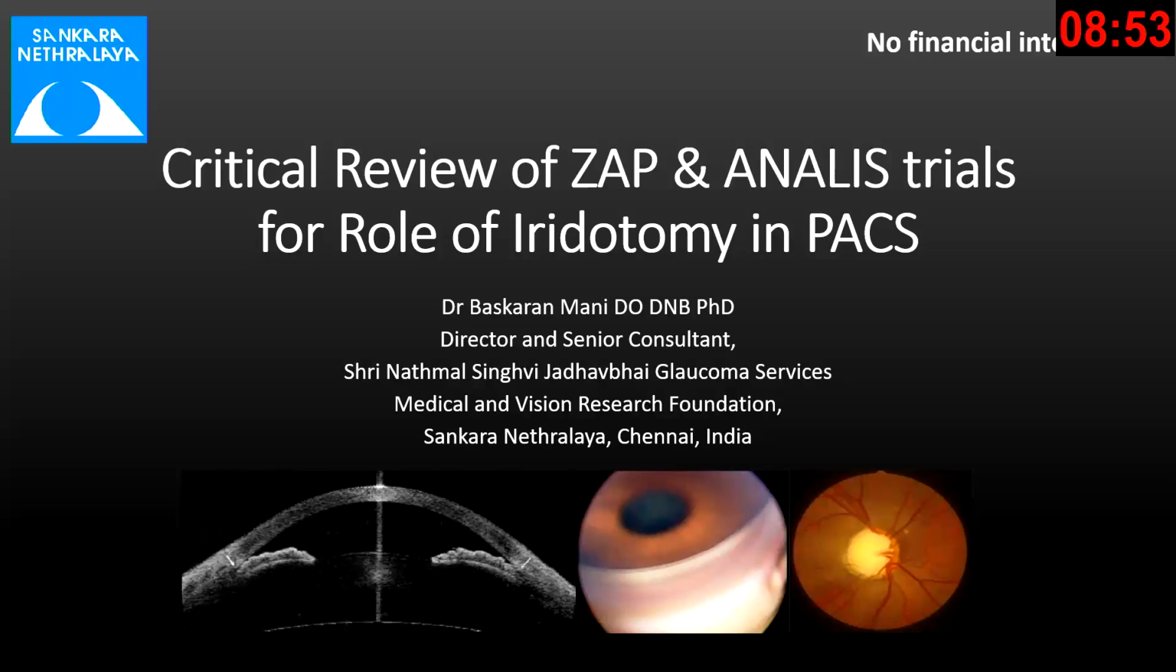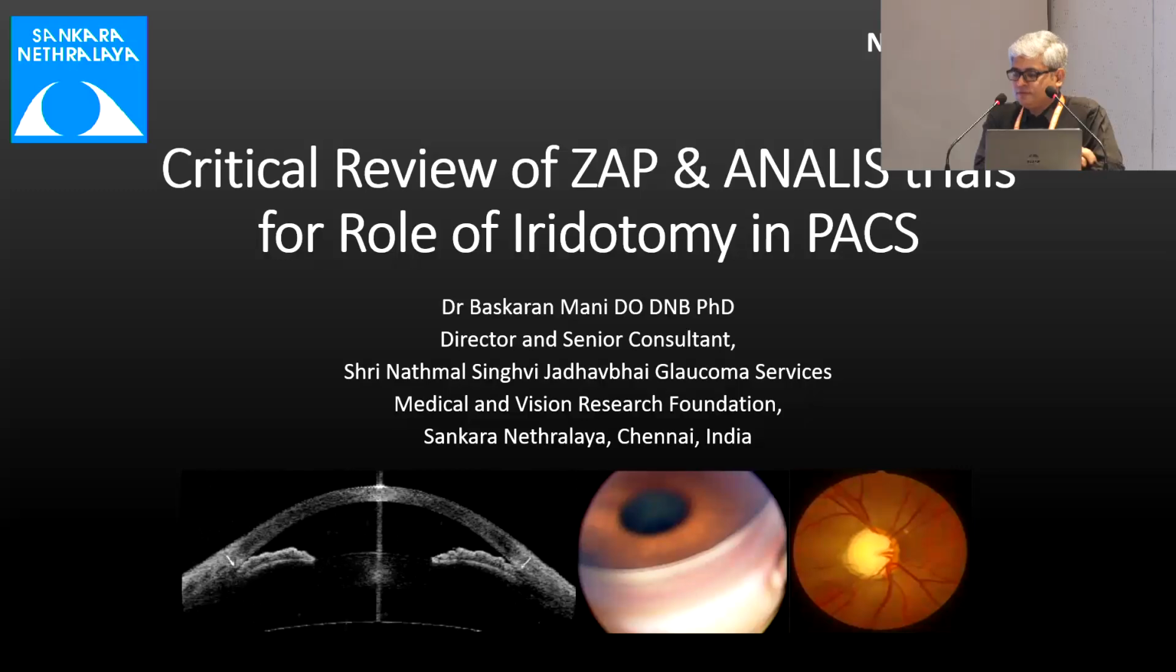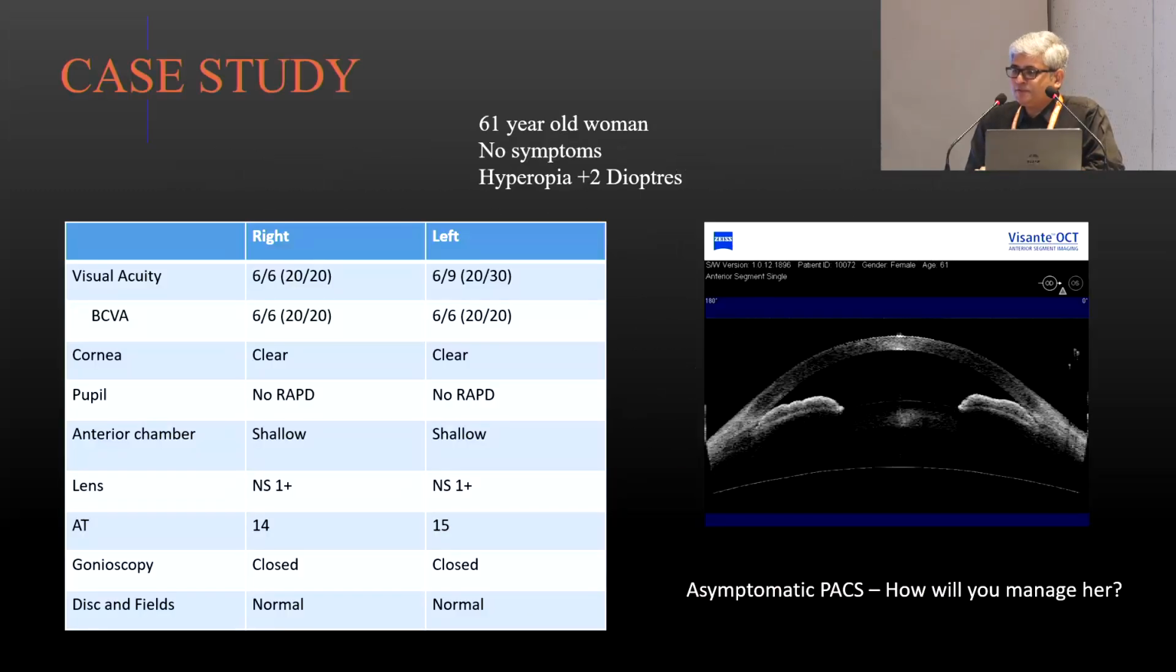So, critical review of ZAP and analyst trials for role of iridotomy in PACS. The topic is very specific, even though there are other publications on these two trials. I will just stick to the iridotomy part. This is like the twin cities, the twin trials of this thing. But the good thing is that they went together and then got published and the evidence gathered to support the WGC consensus.